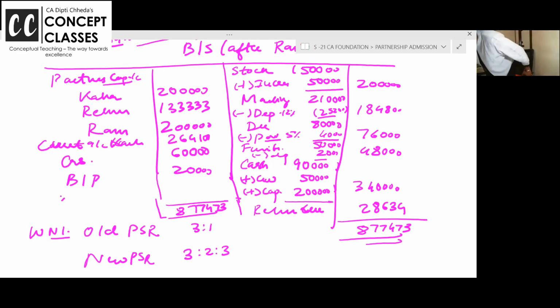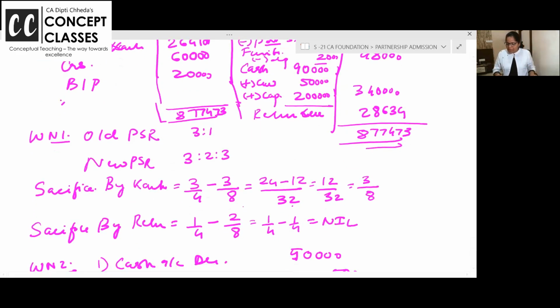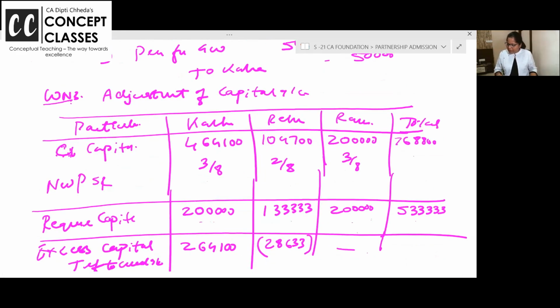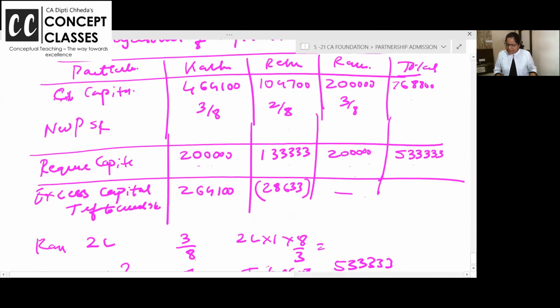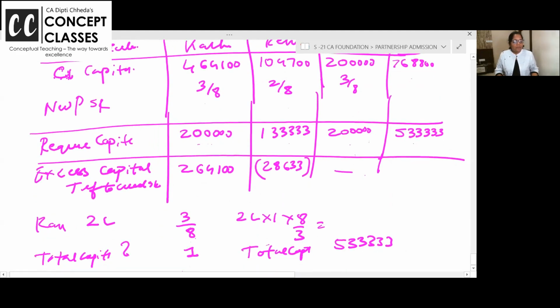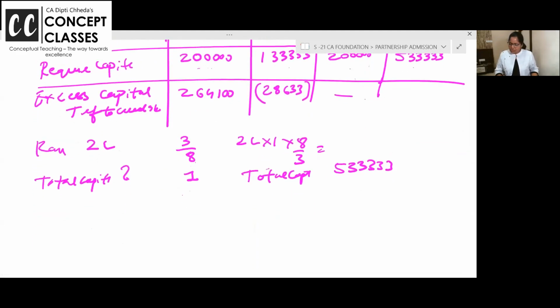Okay, we'll go to the next problem. What new have you learned? How to adjust the closing capital. Make a table. It will not take much time and it will give you clarity. Otherwise, you can do the total capital and then multiply. It will be the same result.